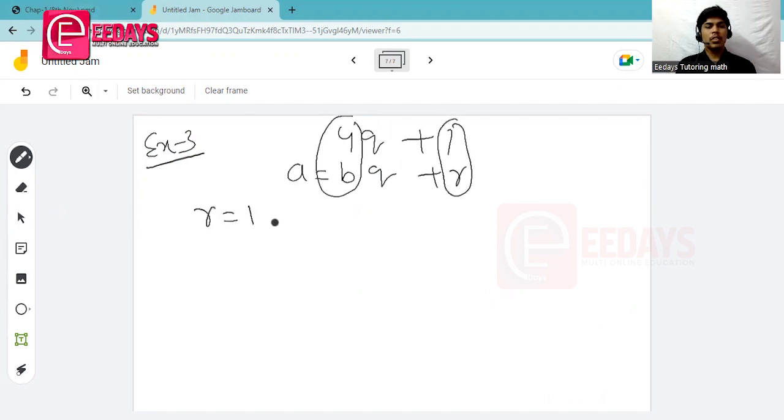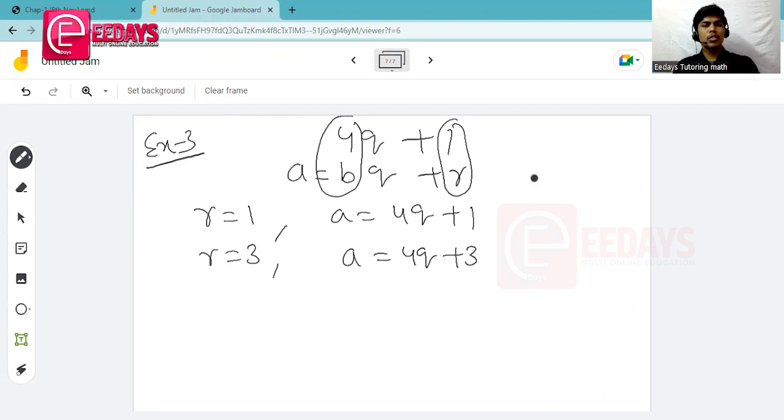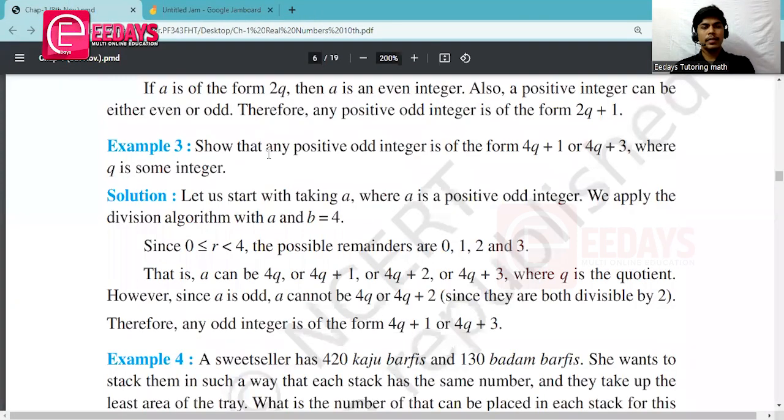Now we can confirm: if you take r is equal to 1, you will get a is equal to 4q plus 1. If r is equal to 3, what will we get? a is equal to 4q plus 3. In the place of r, you just substitute 3. So that's why you will get 4q plus 1. You can take some random guess of remainders. If remainder is 0, you'll get 4q. If you substitute r is equal to 1, then you'll get 4q plus 1. If you substitute r is equal to 2, you'll get 4q plus 2 like this.